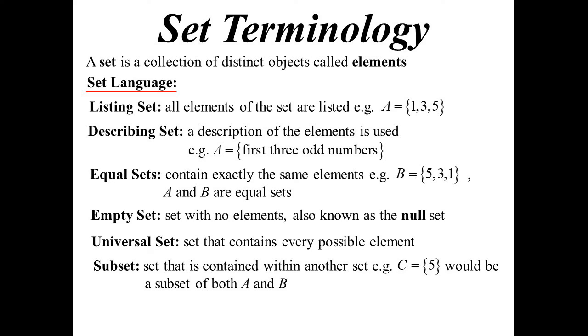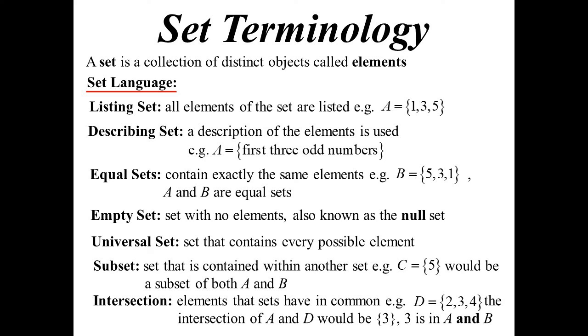So set C in this example is simply the number 5. It would be a subset of A. It would also be a subset of B. Intersection, well, they're the ones that they have in common. So set D is 2, 3, 4. The intersection of A and D is simply 3. That's the number that they have in common. Union are the elements of both sets joined together. So the union of A and D would become 1, 2, 3, 4 and 5.